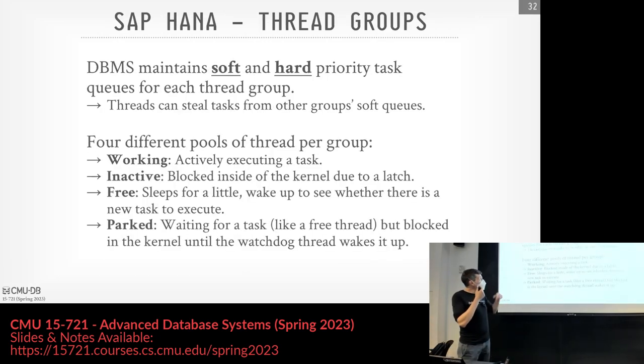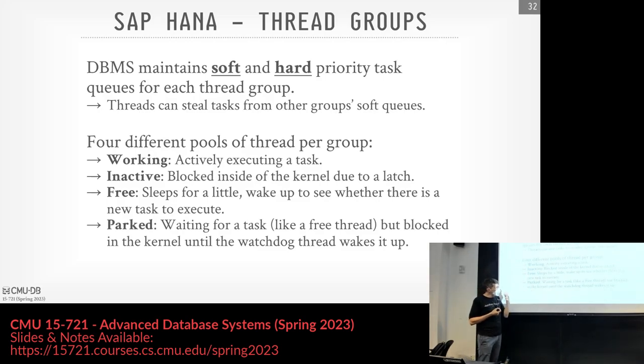A lot of this I've already said. Every thread group within a pool is going to have the soft and hard priority task, and that determines whether threads running in all different regions can steal from them. And then with each group, we're going to have four different pools. The working pool is the threads that are actually executing some task. The inactive pool is the threads that are blocked on some mutex inside the kernel, where I know I can't execute anything. They can't do anything until something wakes them up. They're blocked on something in the database system, like a lock on a table.